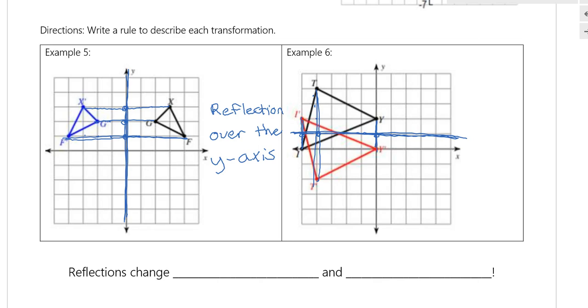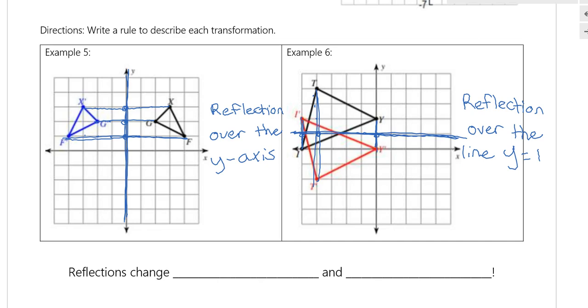Then, so this is a reflection over the line. How do we call this line? Well, it crosses the y-axis, so it's going to be y equals, and it crosses the y-axis at 1, so it's y equals 1. Okay.